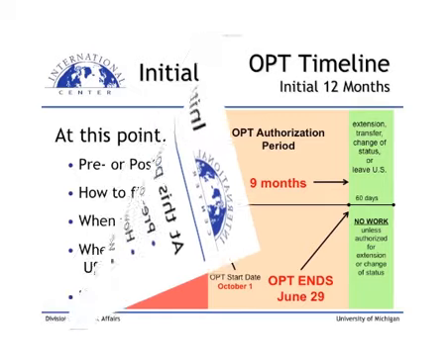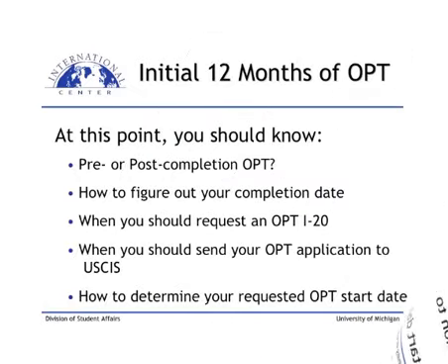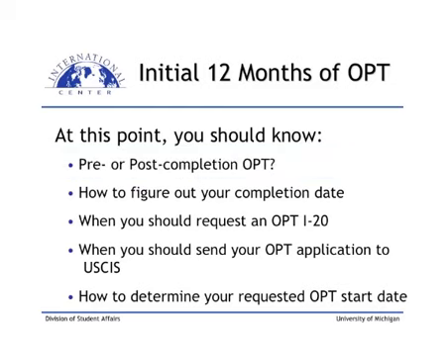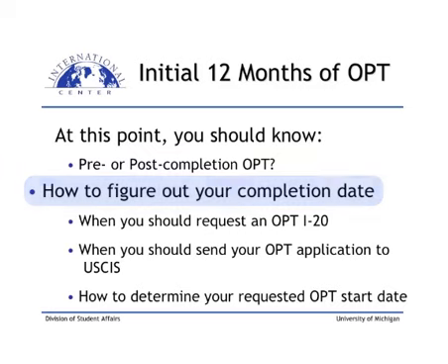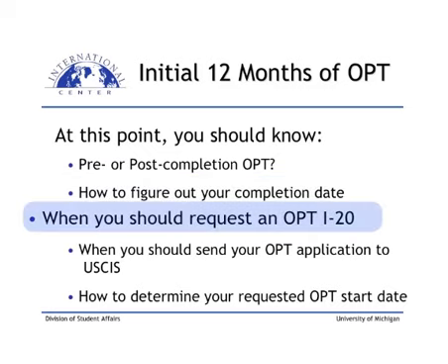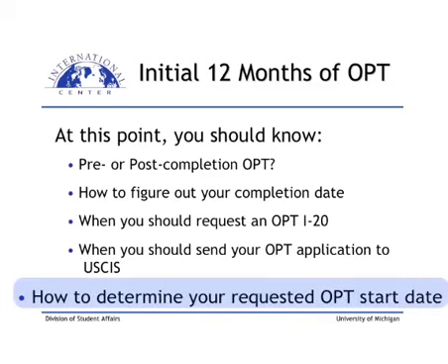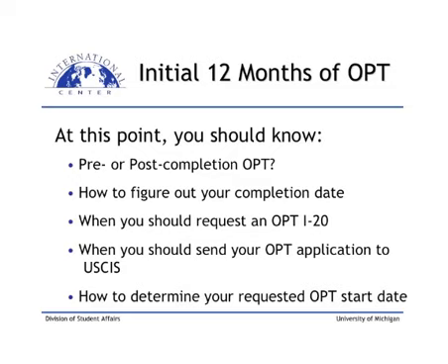You have now completed Section 2 of this course. In this section, you should have learned the difference between pre-completion and post-completion OPT, how to figure out your completion date, when you should request your OPT I-20 from the International Center, when you should send your OPT application to USCIS, and how to determine your requested OPT start date. If you are unsure of any of this information, please review this section again before moving on.